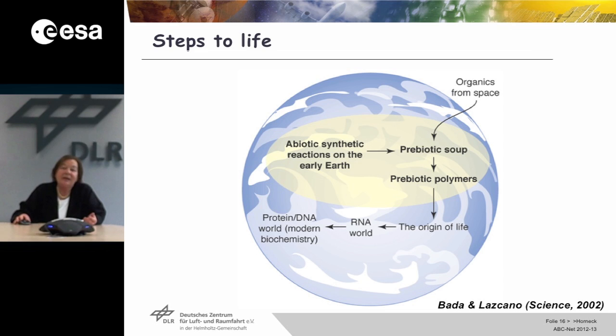We think on Earth it went through an RNA world, and then finally what we observe today, the DNA protein world for modern chemistry. But we should not forget that this has started on Earth very early, probably during the first billion years of the existence of the Earth. So this protein DNA world is already at least 3.5 billion years old.